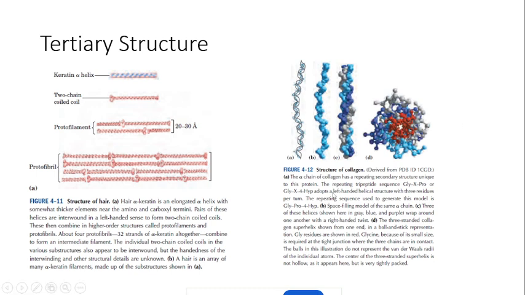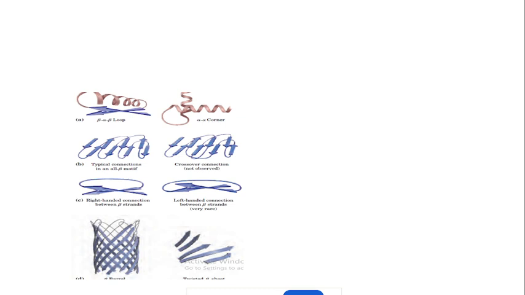So these are the tertiary structures of protein. Next we will see the different motifs of protein. What is a motif? In a motif, more than one secondary structure will come, assemble and combine, and then they will make a motif, right?